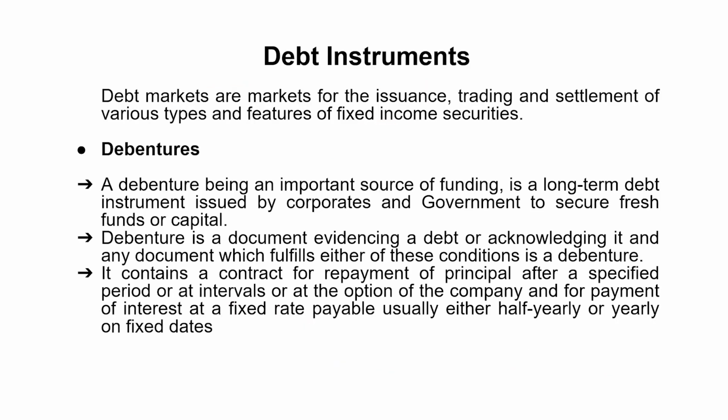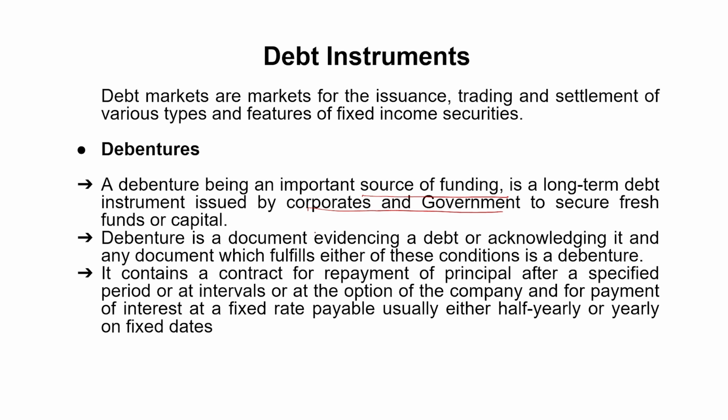And the debt instrument market is the market for issuance, trading and settlement of various types of fixed income securities. Debenture is the example here. Debenture, being an important source of funding, is a long term debt instrument issued by corporates and government. These debentures are available on both sides. Government also issues these securities and the private players also issue these securities to secure fresh funds or debt capital for the purpose of the company.